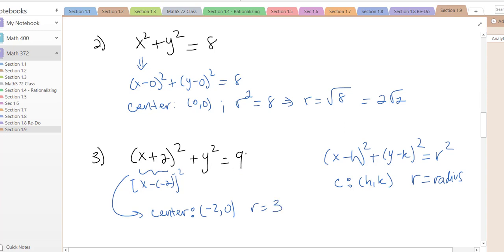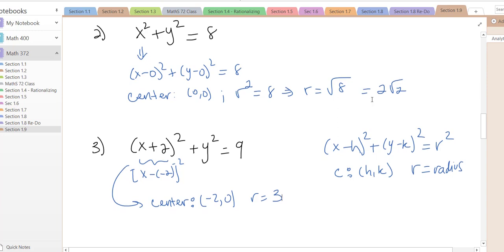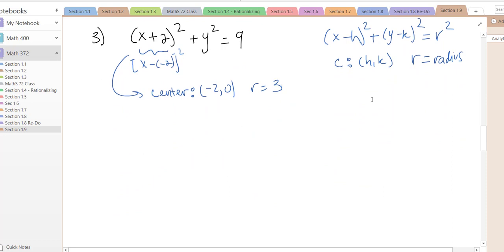3. When this number is already a perfect square, it makes things nicer for us. When it's not a perfect square, like here with 8, then it's still okay. It's just we're going to get an irrational number, and that's fine. Things don't have to always be pretty.